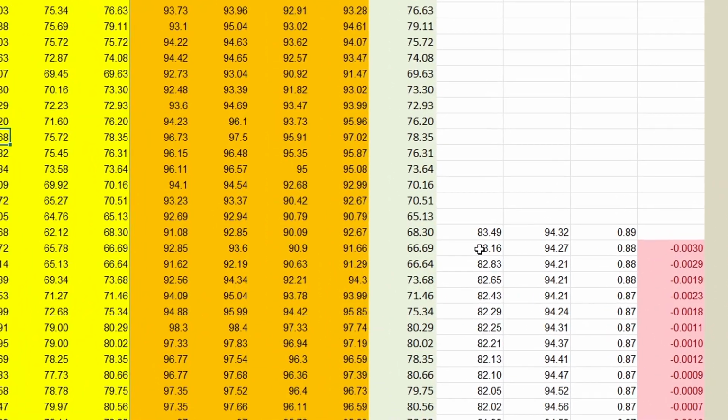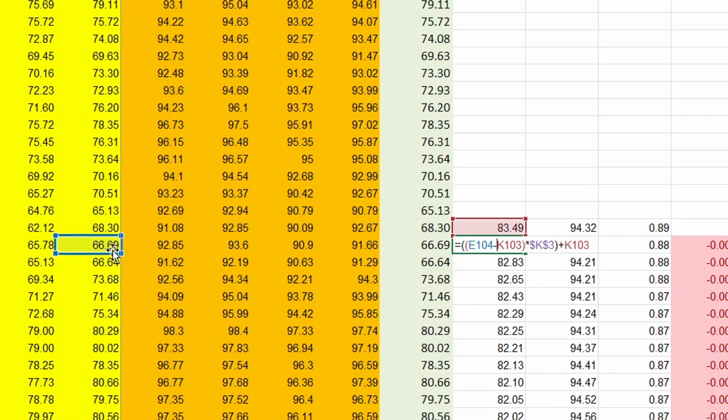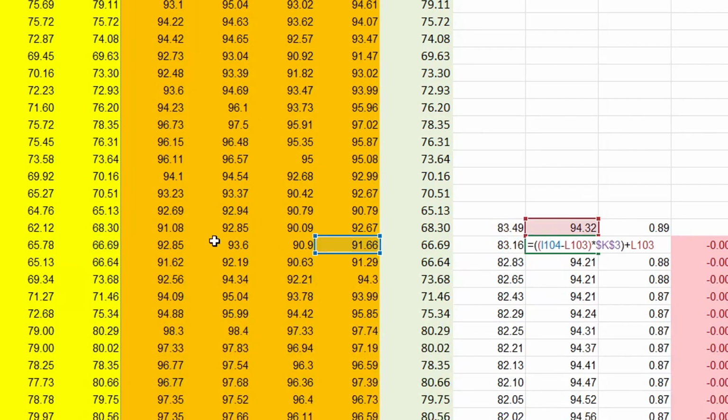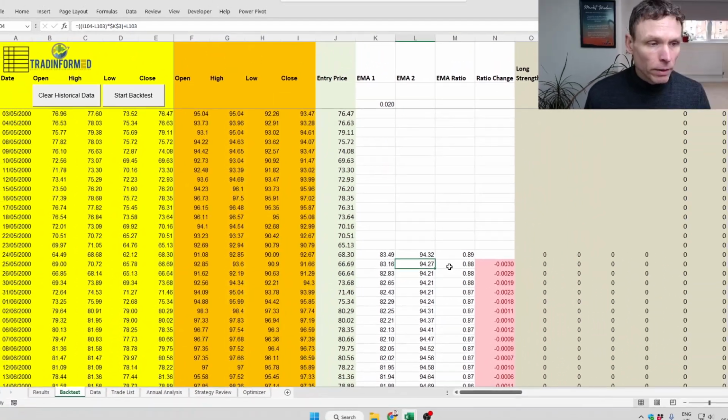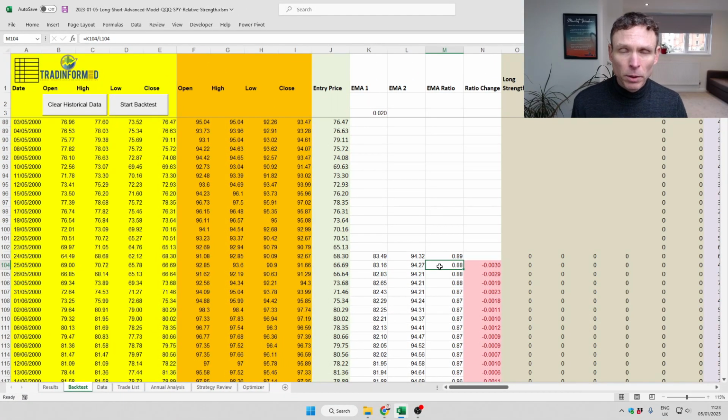Now you can see that if I click in this cell here, I've got a 100 period EMA for the Qs. And in the next cell, I have a 100 period EMA for the SPY. The only thing I'm going to do is divide one of these EMAs by the other. I'm going to divide the Qs by the SPY, and this gives me the relative strength over 100 periods.